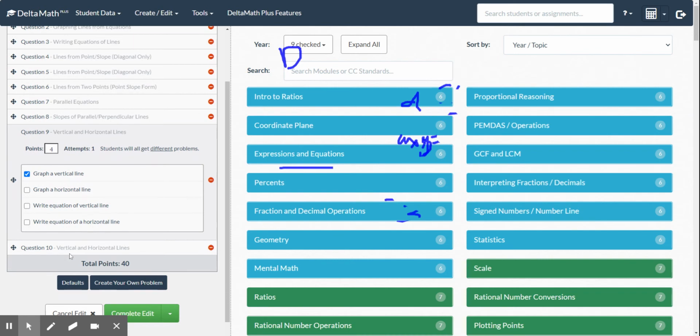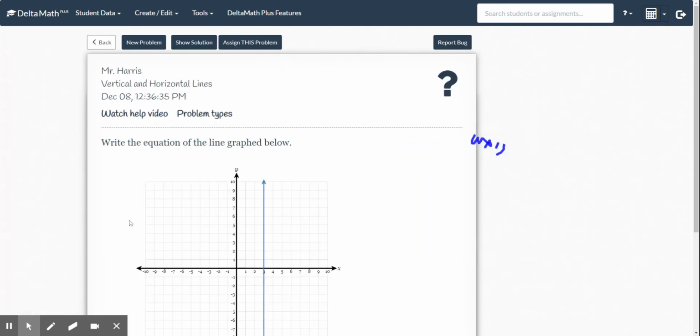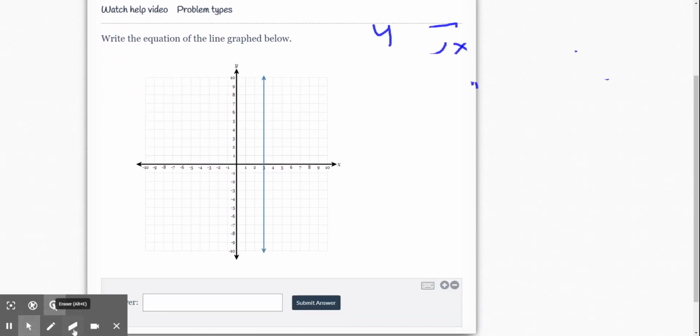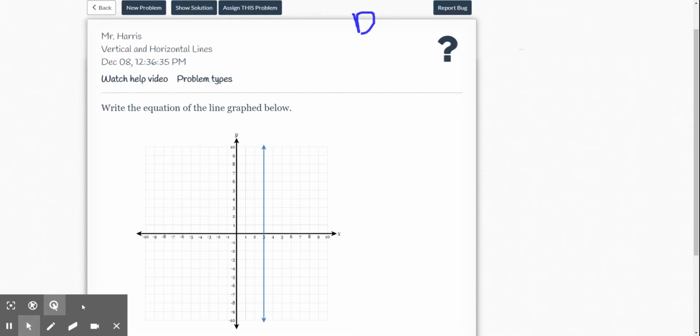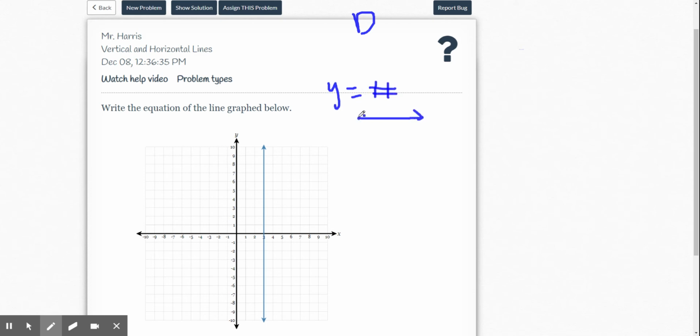And so last problem, number 10. Now this time, things are a little bit different. Check it out. This time, we are going to write the equation. So they're giving us the graph. And we said that any equation that begins with y equals a number, if that's all you've got, is a horizontal line. Here's the thing though, we've got a vertical line. Actually, let me do this in a different color. We'll go red here. We've got a vertical line.